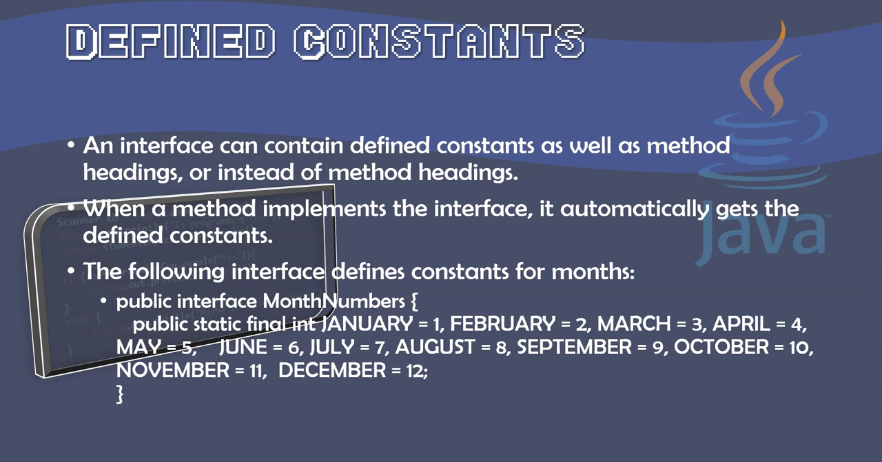So the following interface contains constants for months. For example, public interface MonthNumbers, public static final int JANUARY = 1, FEBRUARY = 2, MARCH = 3, and so on, all the way down to DECEMBER = 12.